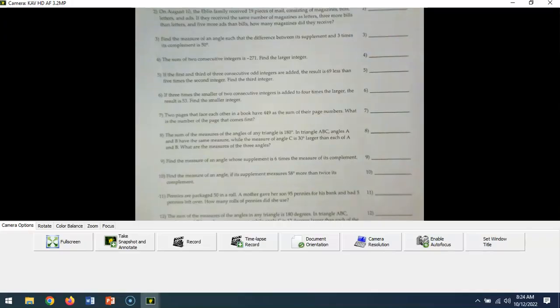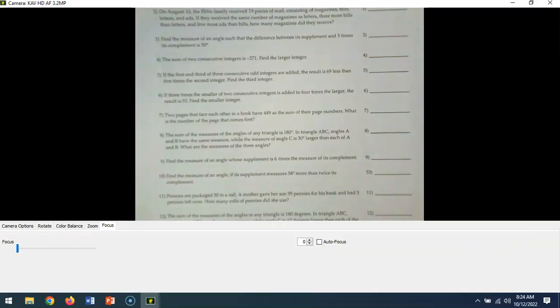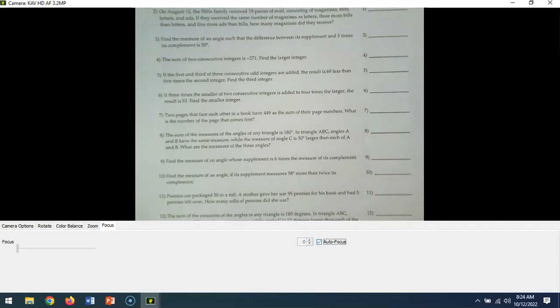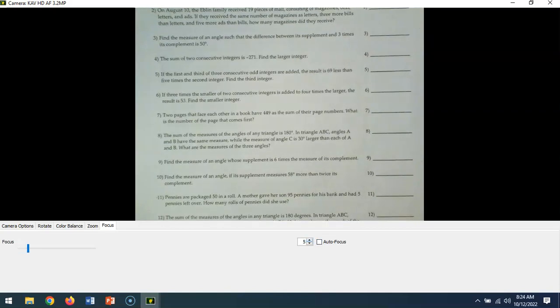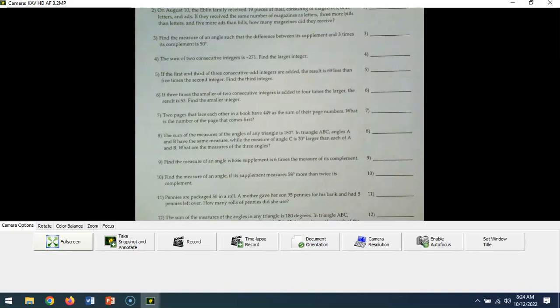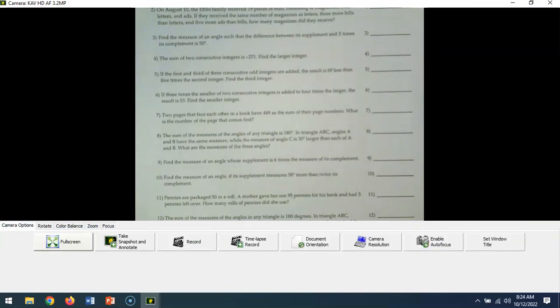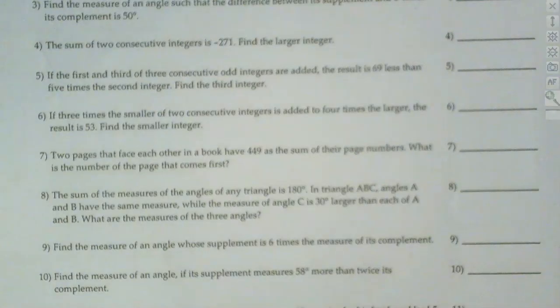Adjust the focus a little bit. Maybe I can get it a little bit clearer here. See if that helped any. That'll help a little bit here. Change it a little bit more. I think that's going to be about as clear as I can get it here. Yep, it's a little bit clearer.